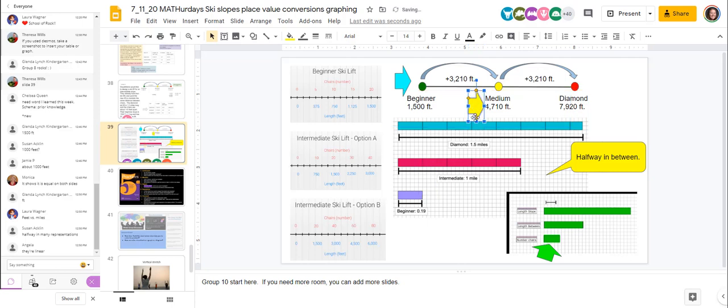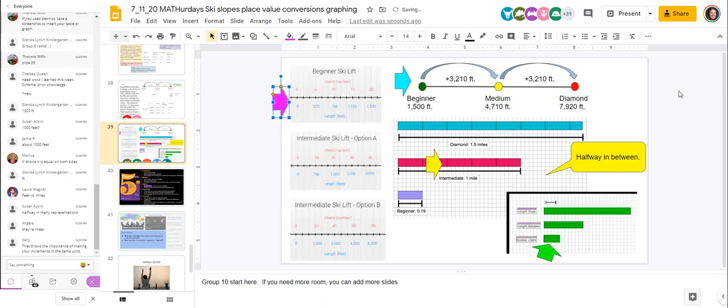So this one here, our medium at 4,710 feet, is just under a mile. And while that might be the exact midpoint, maybe for advertisement reasons they're not able to say our slope is a whole mile long. So we've got some different ways of looking at that. And then we've got this other representation. Can this group in the pink arrow tell us what you were thinking in this representation? And as they do, everybody else in the chat box, tell us what you notice about the labels.